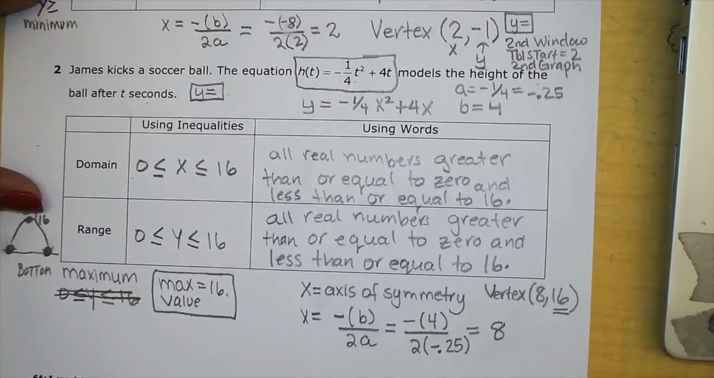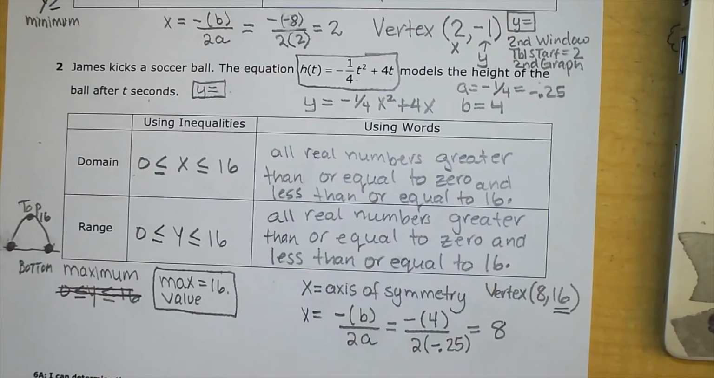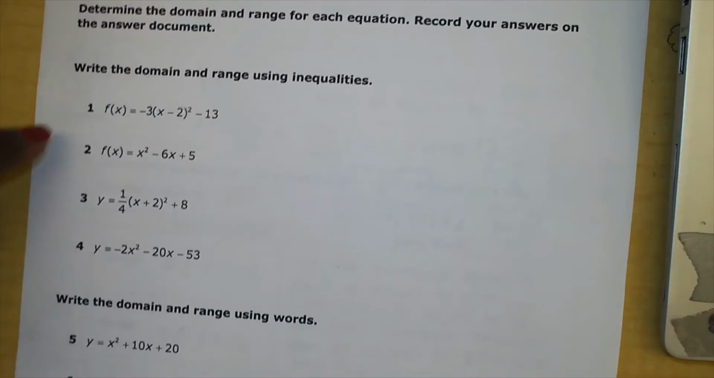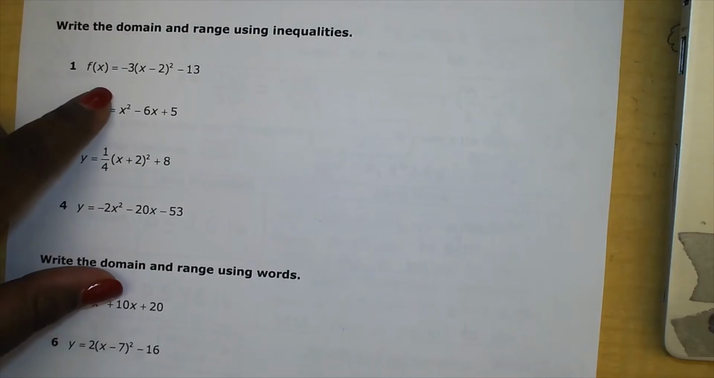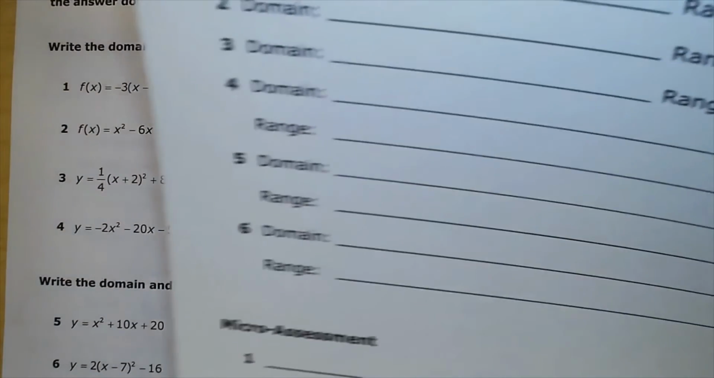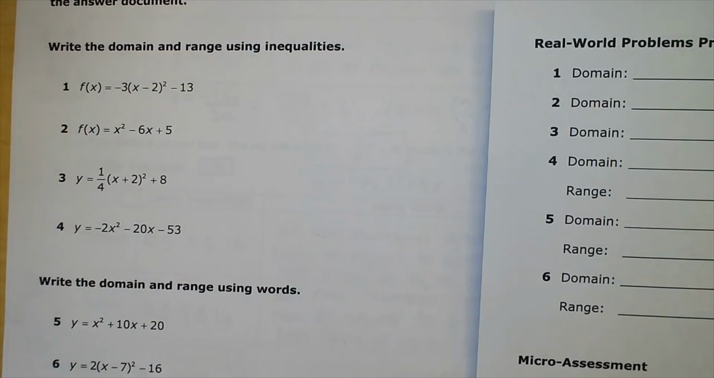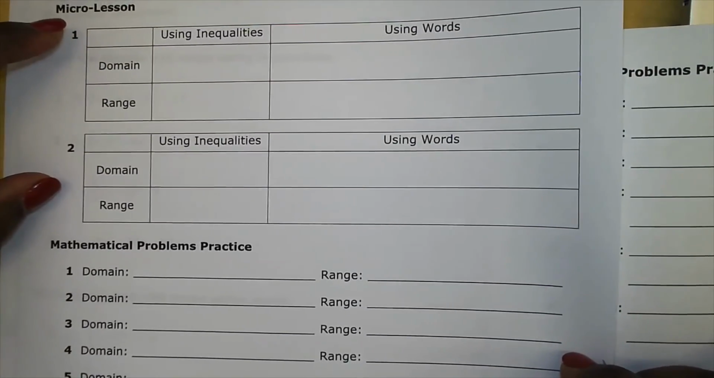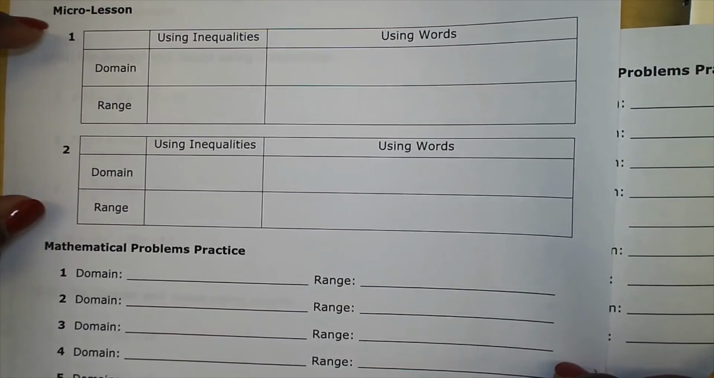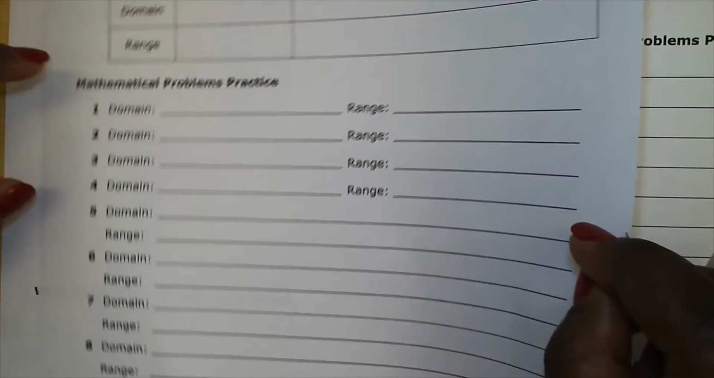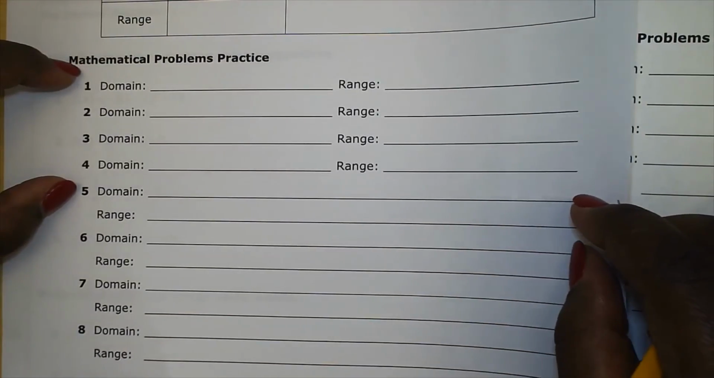All right, now you're going to practice this on the next page, which is determine the domain and range for each equation. You're going to practice using your calculator to determine the domain and range. You want to place your answers on your answer document, which is here. I didn't write this here, I wrote it on the actual document, but here are the answers. This will be where you have your answers from your micro lesson, and then you'll put your answers for your practice problems. So now you want to practice.